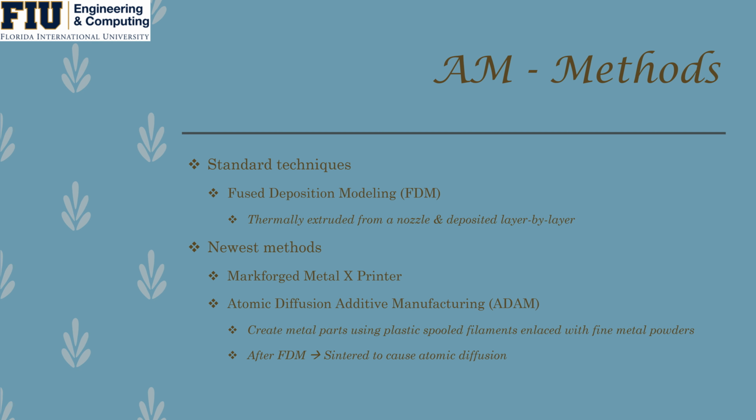One of the newest methods in the AM industry can be seen through Markforged's Metal X printer. They are using atomic diffusion additive manufacturing (ADAM), in which they are creating metal parts using a plastic spooled filament that is laced with fine metallic powders. They use this filament to create the part using the FDM method layer by layer, and then after that, the part is sintered to cause the atomic diffusion.